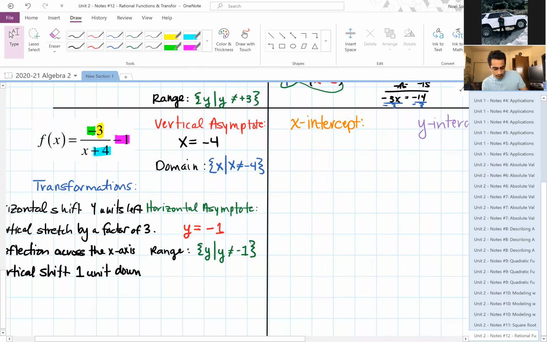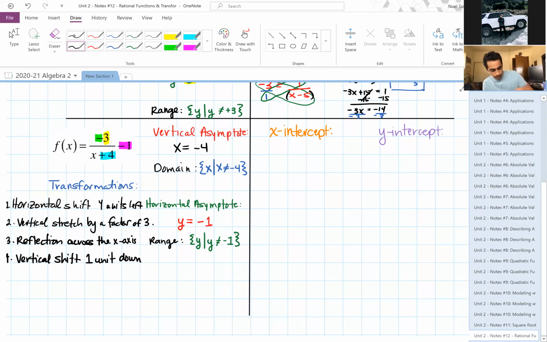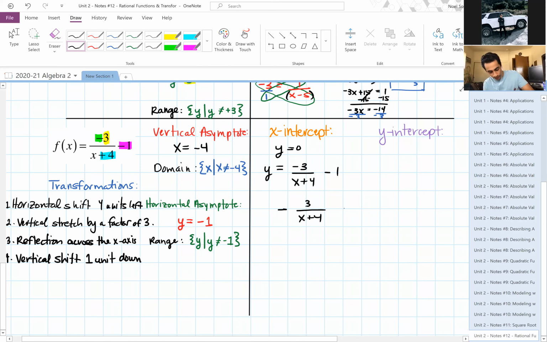All right, so let's quickly get through the intercepts. X-intercept, this is where we set y equal to 0. So we want y equal to -3 over x plus 4, minus 1. I also want to point out that on the homework, you're going to see the problems not with the negative in the numerator. You're going to see it right in the middle of the fraction, like this. What does that mean? That means the negative belongs to the numerator. Whenever you see it this way, it means this.